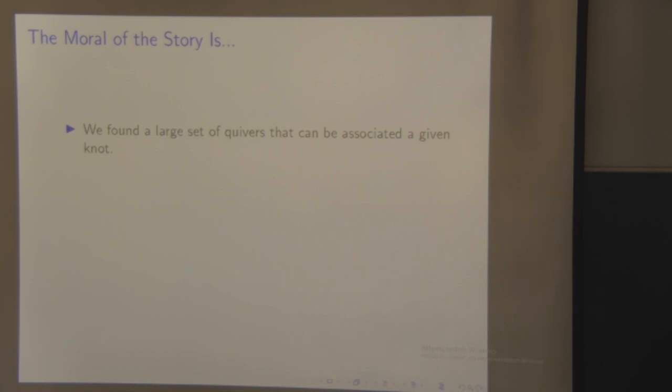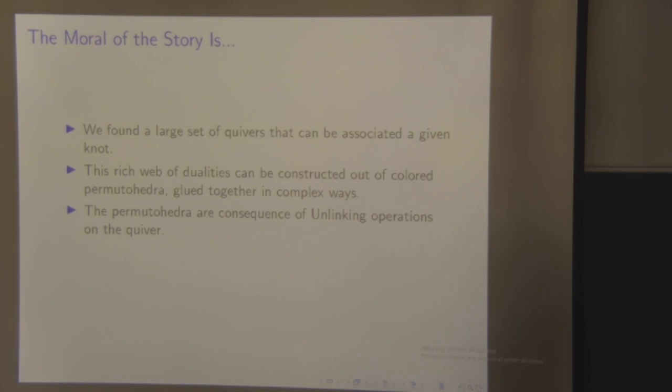So the moral of the story at the end of the day is that we found a large set of quivers associated to the same knot. There is a very intricate web of dualities, which is labeled by permutohedra, where for each node we have many quivers. And the permutohedra are a consequence of unlinking. So this appears from properties of the symmetric quivers themselves.